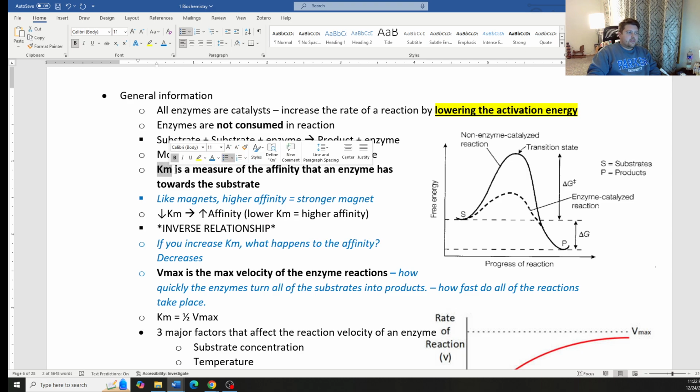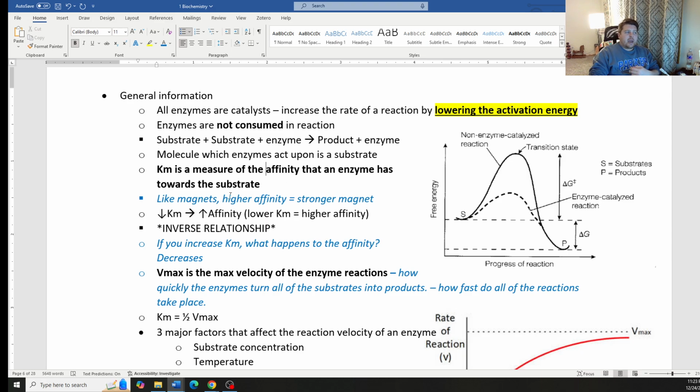Km, this is something that is typically calculated within a lab, depending on the different type of substance, depending on the type of enzyme, depending on all of these different factors. They go into a lab with a little beaker and they mess with everything, and they're able to measure the affinity an enzyme has towards the substrate.